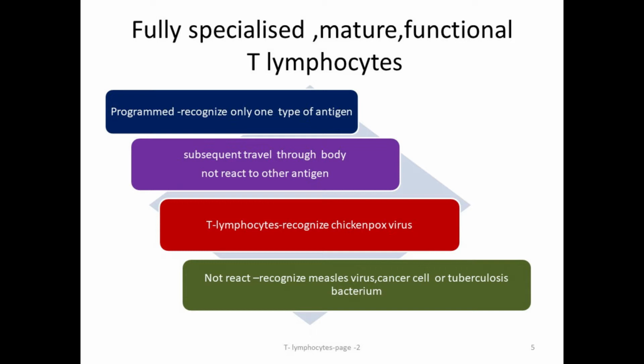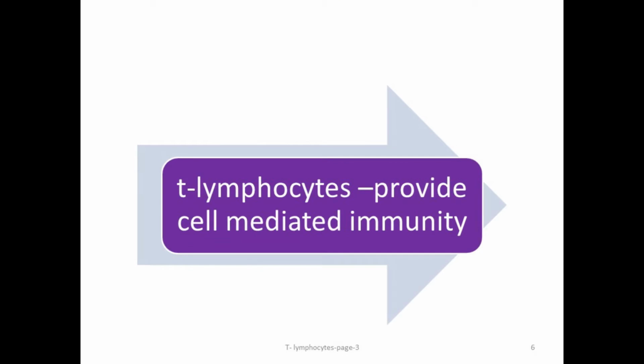Even if it subsequently travels throughout the body and meets another antigen, it doesn't react with the other antigen. So, for example, if the T lymphocyte recognizes the chicken pox, it cannot react and recognize the measles virus or cancer cell or tuberculosis bacterium. T lymphocytes provide the cell-mediated immunity.